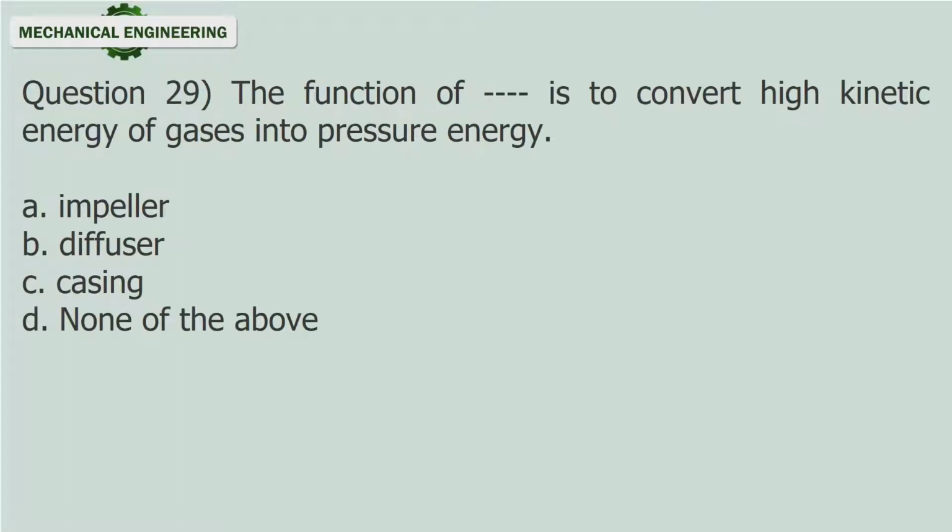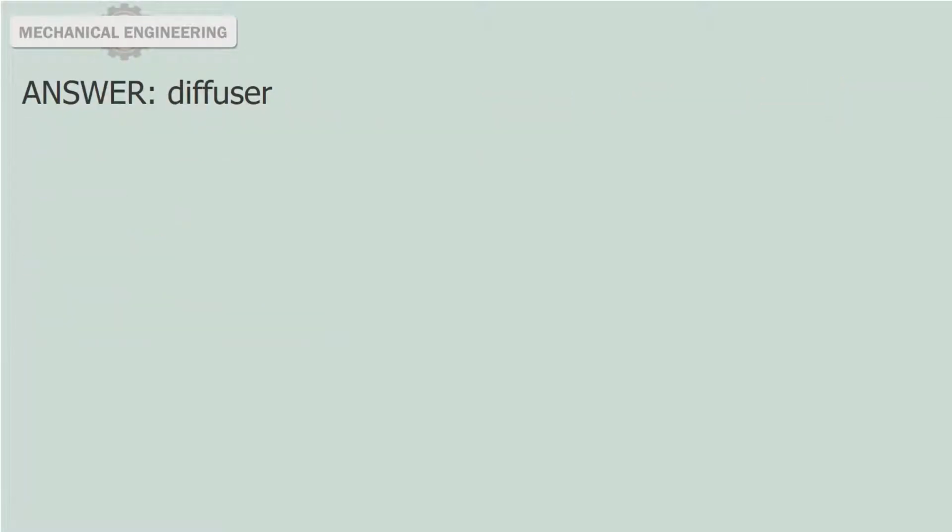Question 29. The function of, fill in the blank, is to convert high kinetic energy of gases into pressure energy. A. Impeller. B. Diffuser. C. Casing. D. None of the above. Answer, diffuser.